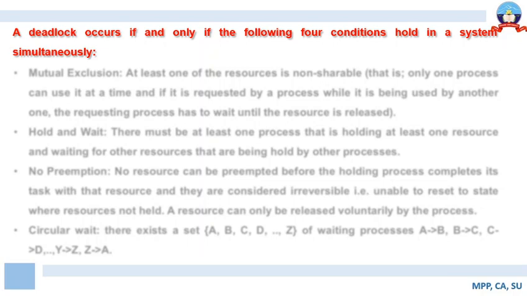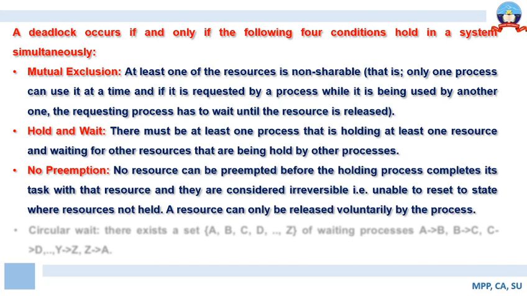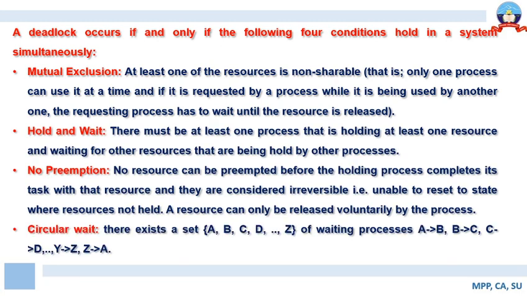When these are encountered, the system will enter into a state of deadlock. But the condition is that all of these four conditions should hold in a system simultaneously. So these are mutual exclusion, hold and wait, no preemption, and circular wait. These are the four conditions that, when they happen simultaneously, make the system enter into a state of deadlock.